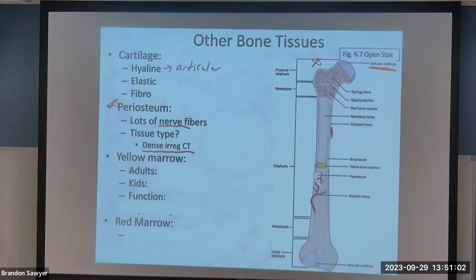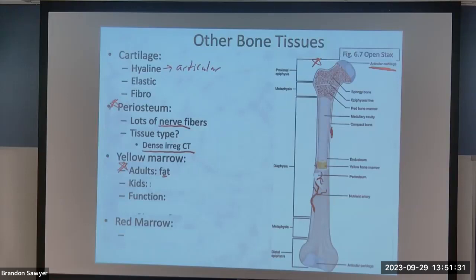Okay, so lots of nerves in the outside of your bone, right? So when you have some kind of trauma directly to bone, like when somebody kicks you in the shin, maybe your brother or sister did that to you when you were a kid, it's pretty painful, right? Because it's just that periosteum, which has lots of nerves and lots of pain receptors. Okay, and then we've got yellow marrow, mostly in adults, which is really just fat. It's an energy storage site.